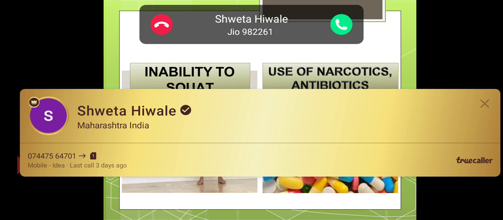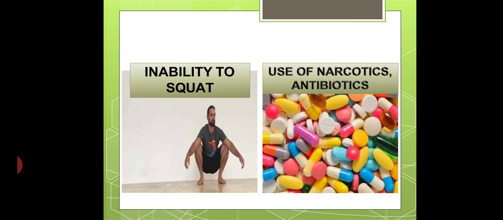Then use of narcotics or antibiotics. So the people who are taking narcotic drugs or antibiotic drugs. Narcotic drugs you will see in psychiatric, in third year. But antibiotics, you know what the antibiotic medications are. If you are taking any kind of higher antibiotics, then it will directly affect your digestive tract or bowel elimination, and that will lead to constipation. So we are going to see what constipation is, and what problems come due to these factors.